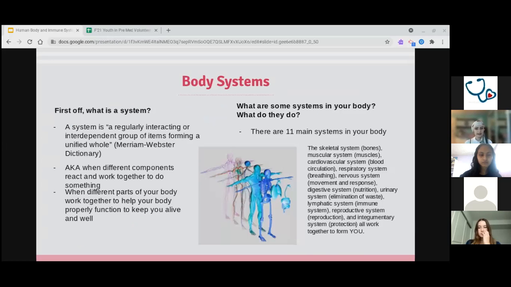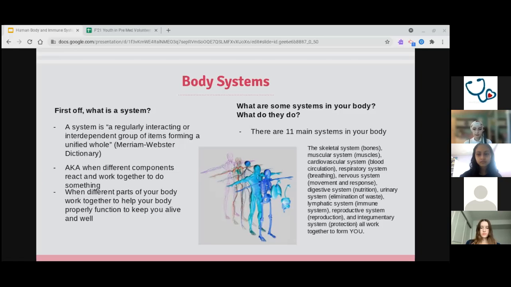Starting off, what is a system? As defined by the Merriam-Webster Dictionary, a system is a regularly interacting or interdependent group of items forming a unified whole. Or in English, when different components react and work together to do something. A bodily system is when different parts of your body all work and flow together to help your body function properly and to keep you alive and well. So what are the systems in your body and what do they do? There are 11 main systems in the human body.